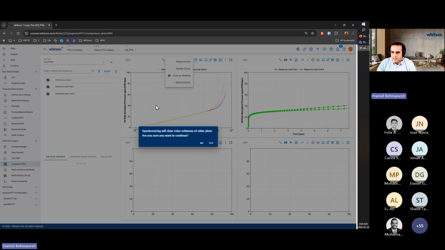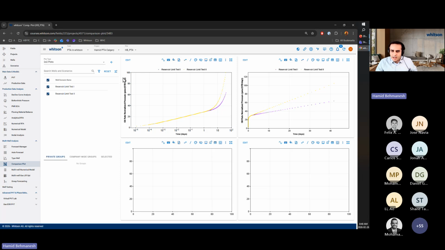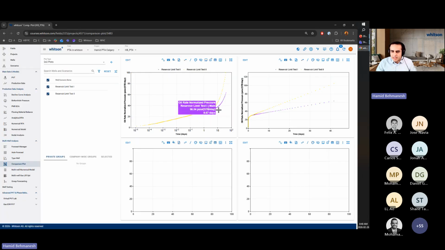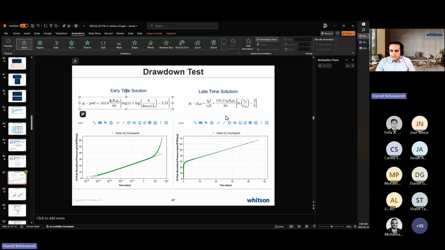So click on that. What we generated here is the Q over delta P. Why did we plot delta P over Q? Simply because the equation here is delta P and there's a Q here, right? So this is delta P over Q, the left-hand side of the equation. The right-hand side of the equation is time, one on logarithmic scale, the other on the Cartesian scale. So these are the two equations that I'm plotting here, right?